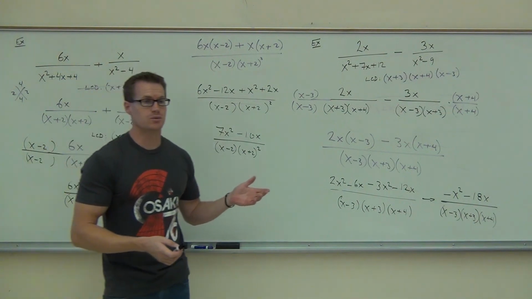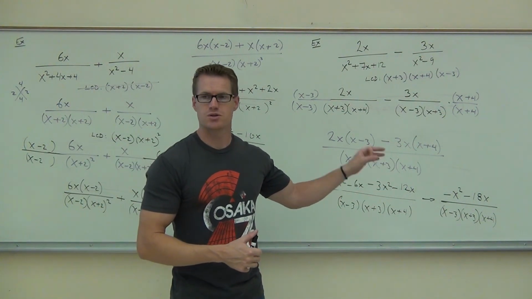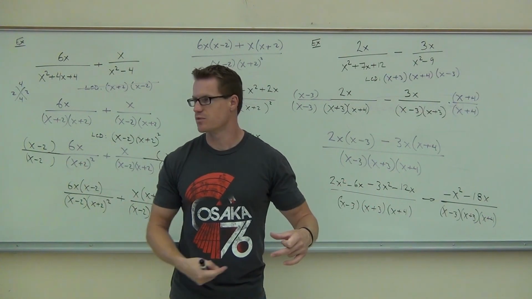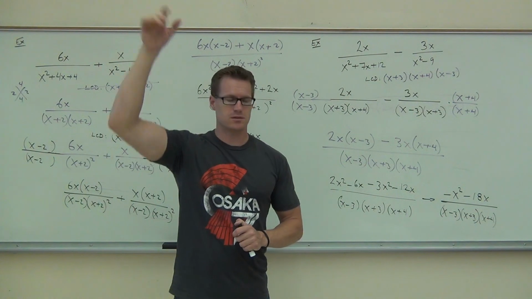That's about as good as we can do. We could try to factor that out. If you tried to factor, you'd factor a negative x. You'd get x plus 18, but that's not going to simplify. So you're done. How many people made it that far, or at least feel good about that? Good, good, good.